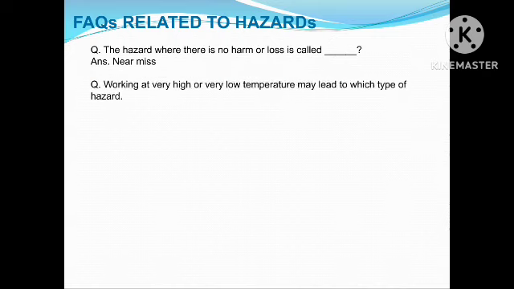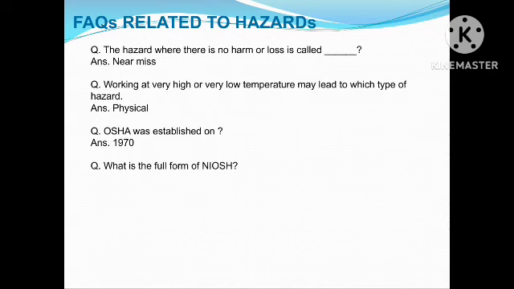Next question: working at very high or very low temperature may lead to which type of hazard? As we have already discussed, it is a physical hazard, because whether you touch it or not, it may cause harm to you. Next is, OSHA was established in which year? This is a very important question. OSHA was established in 1970.